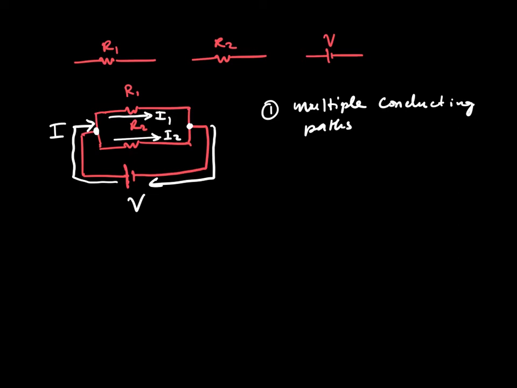In the same manner, in the traffic analogy, the number of cars entering a junction has to equal the number of cars exiting the two paths from the junction. So number 2 characteristic is that I equals I1 plus I2.